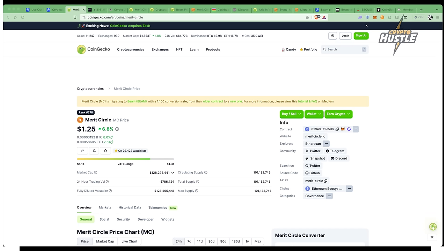Bitcoin and crypto price movement detected. That's it. Bitcoin and crypto price movement detected.